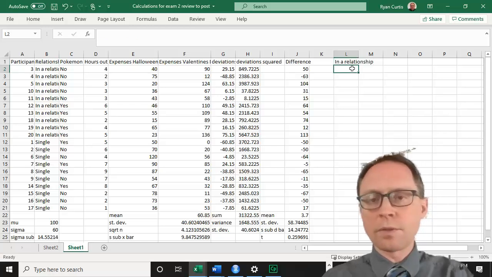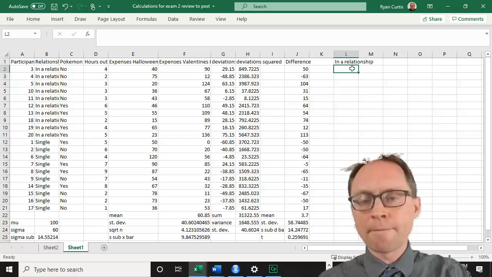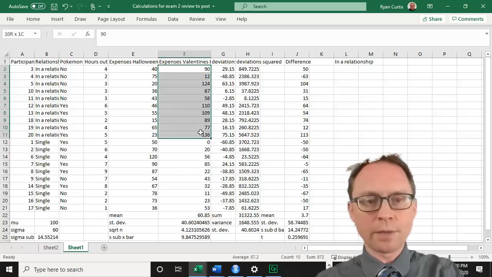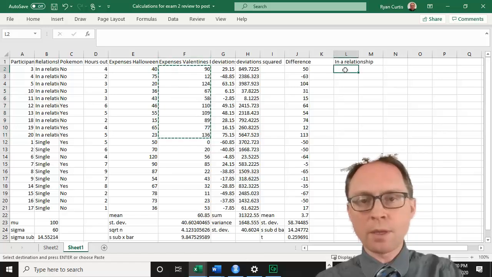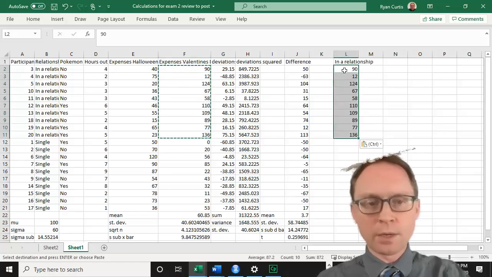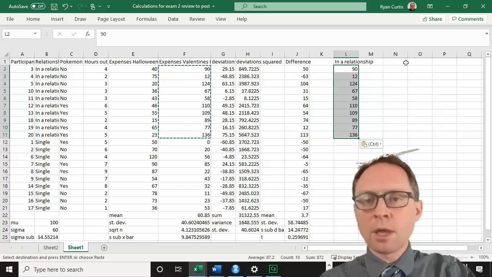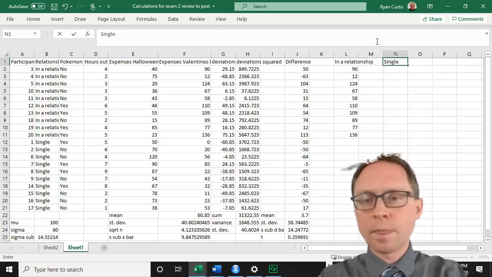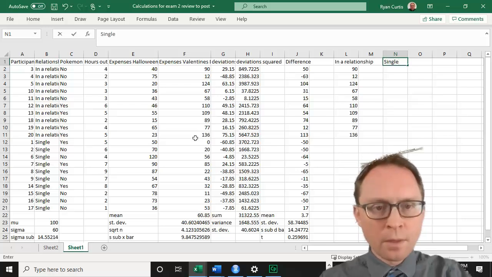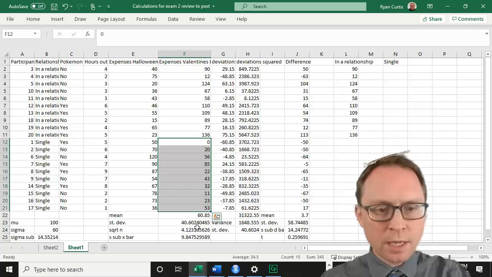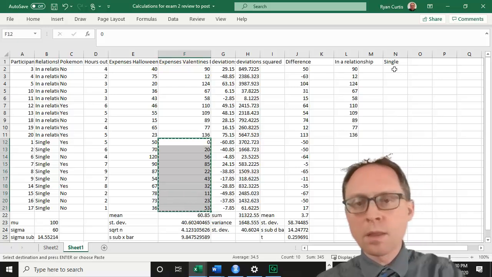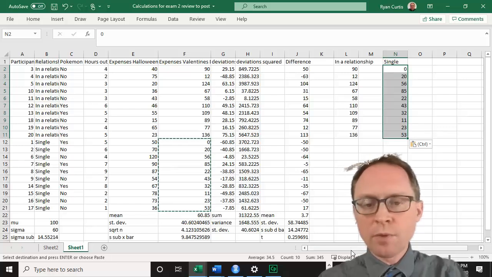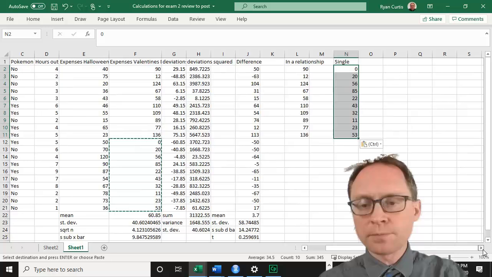And these are all their data. Oh, I didn't copy correctly, evidently. Copy and paste. There we go. There's all their data. Here is single. Okay. And here's their expenses on Valentine's Day. There we go. So let's go ahead and move over, and we're going to use those data now.